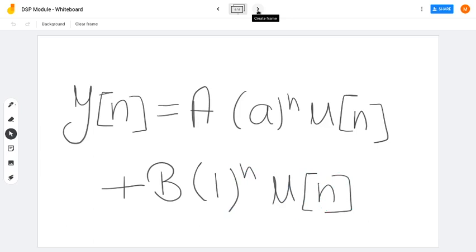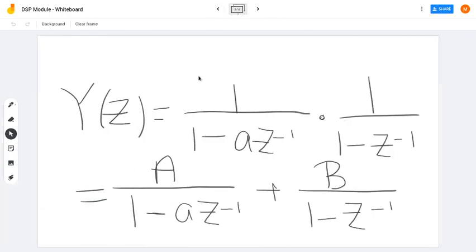Of course, computing A and B is no big deal. We have done this multiple times before. Let me remind you of how to do it. We would basically say that A times 1 minus z to the minus 1 plus B times 1 minus a z to the minus 1 equals 1. So let me solve it in detail on our whiteboard.